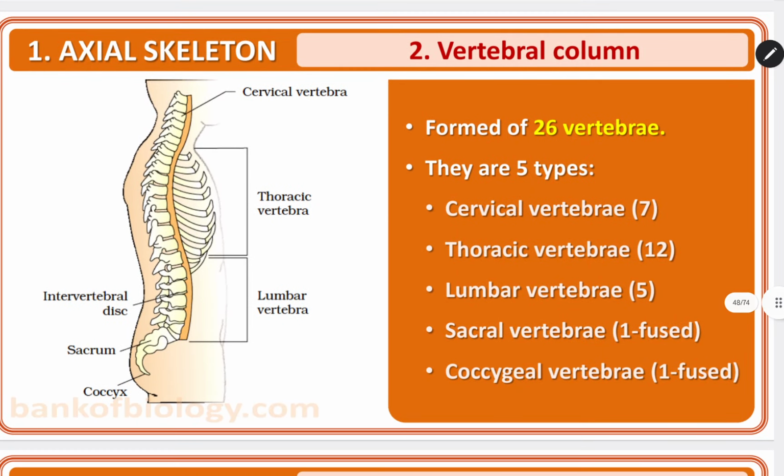Now coming to the vertebral column. It is made of 26 vertebrae. There are 5 different types. Cervical vertebrae, 7 in number, thoracic vertebrae, 12 in number, lumbar vertebrae, 5 in number. You remember the word lumbar vertebra from the previous chapter, where the kidneys are placed between the lumbar vertebrae. Sacral vertebra, 1, fused to form the sacrum, and coccygeal vertebra, 1, fused to form the coccyx.